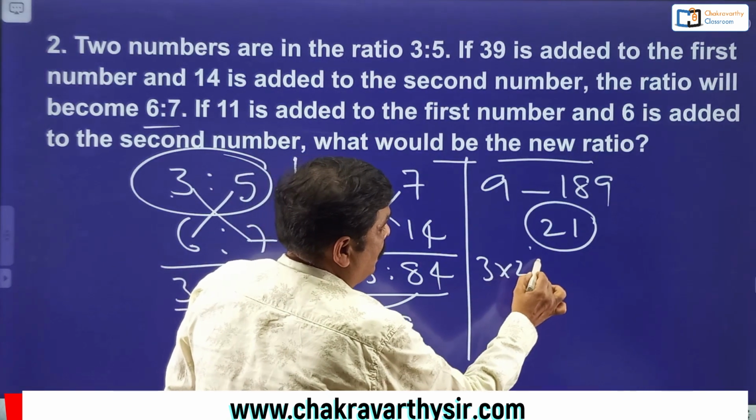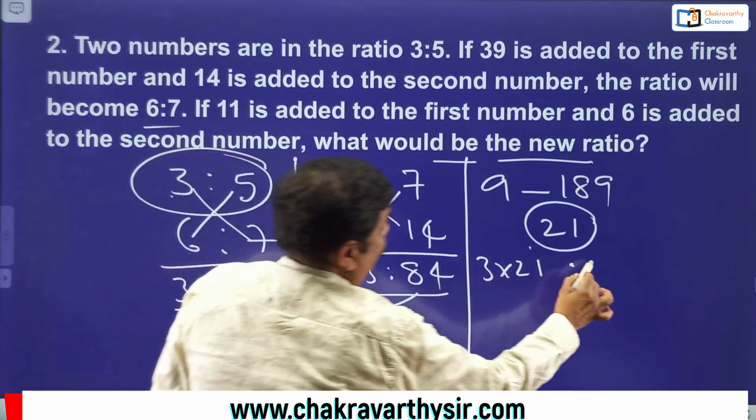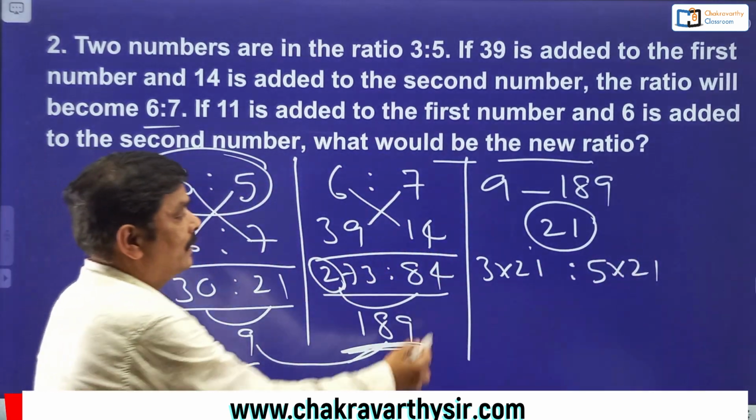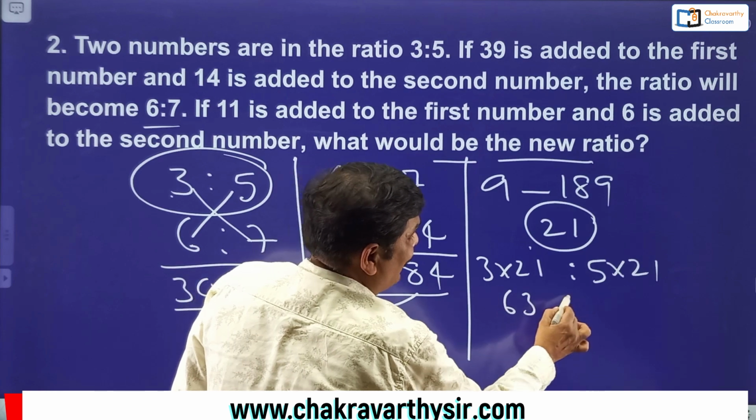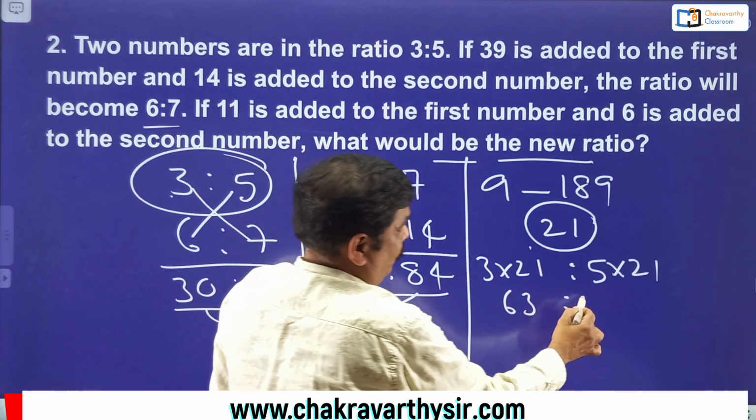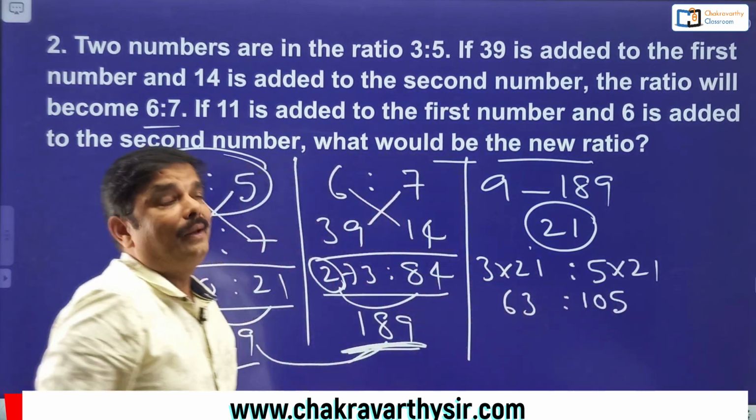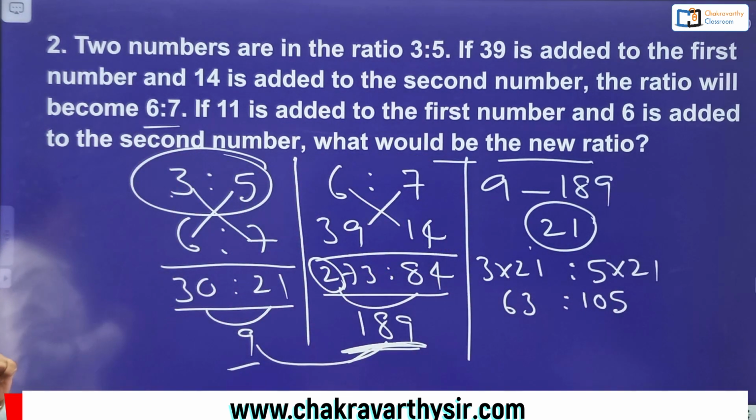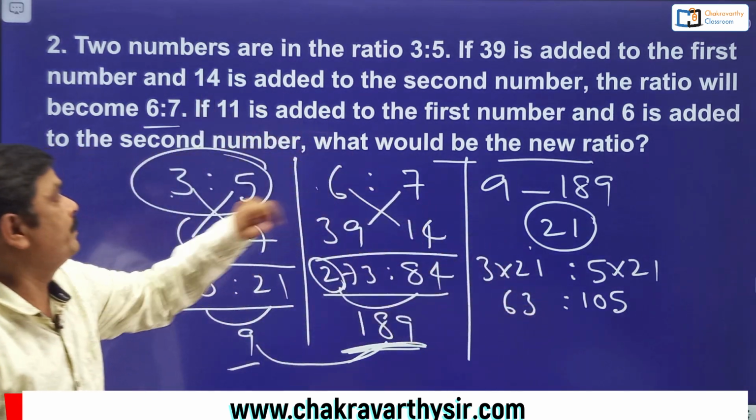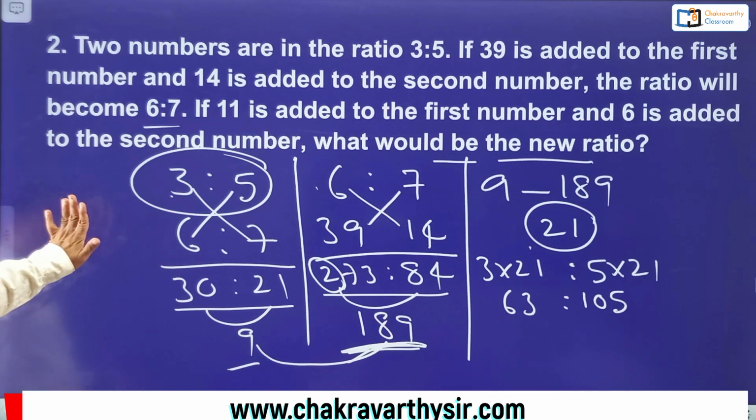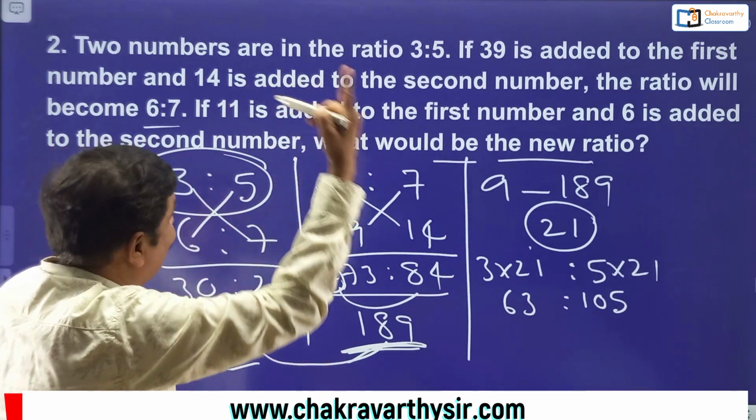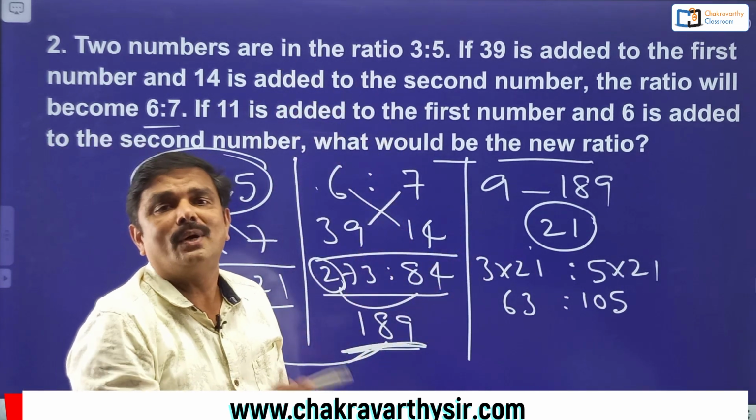This is 3 into 21 first number and 5 into 21 second number. Okay, what is the first number here? This is 63. And the second number is 5 into 21. 5 into 20 is 100. Over. Now what they are asking, actually these are the original numbers. After adding 39 to this one, 14 to this one, the ratio has become 6:7. Now they are asking, if 11 is added to the first number, 6 is added to the second number, what is the new ratio? Simple.